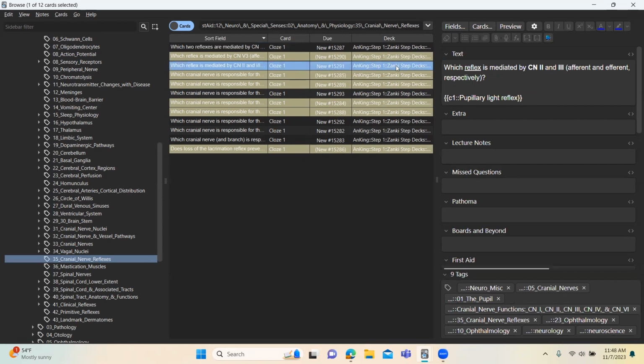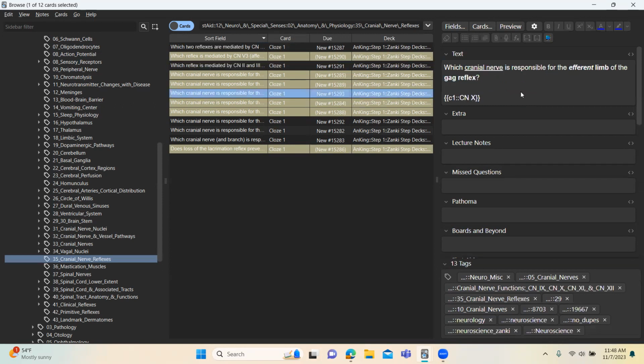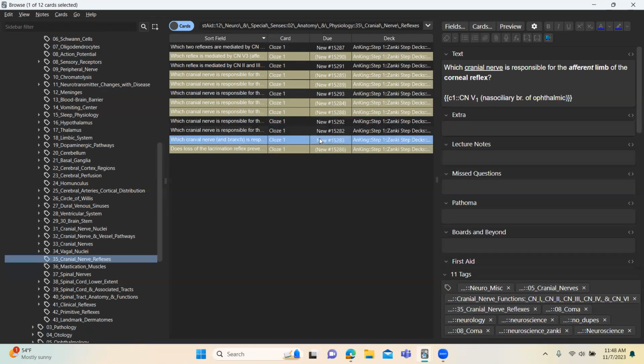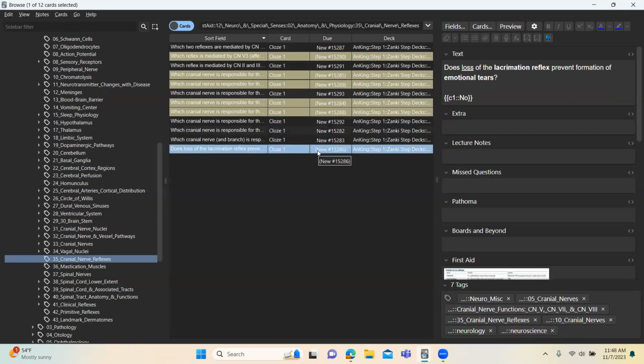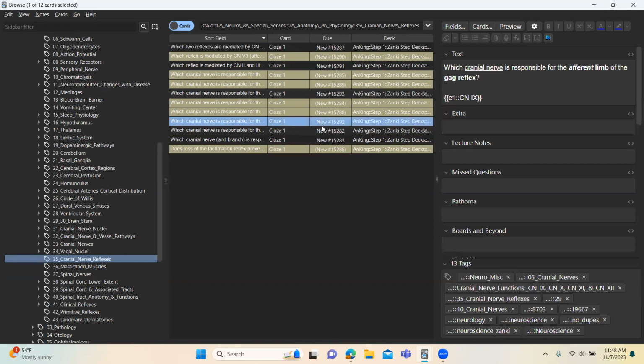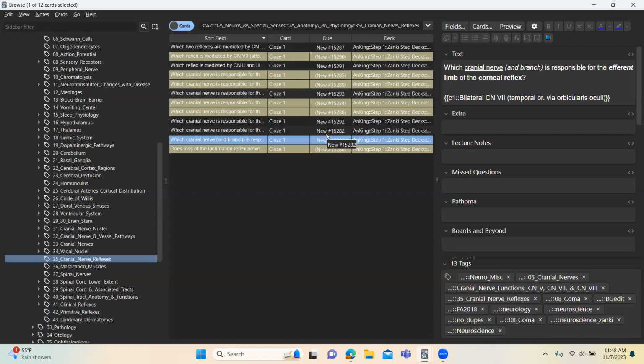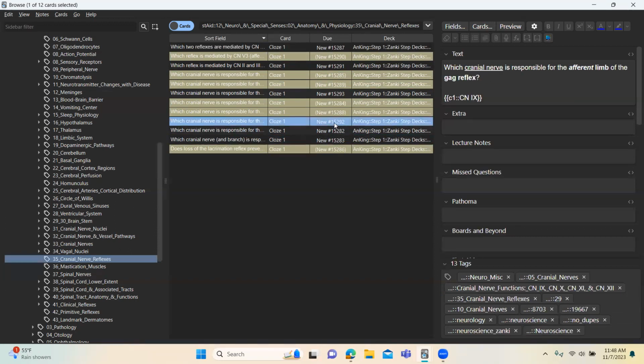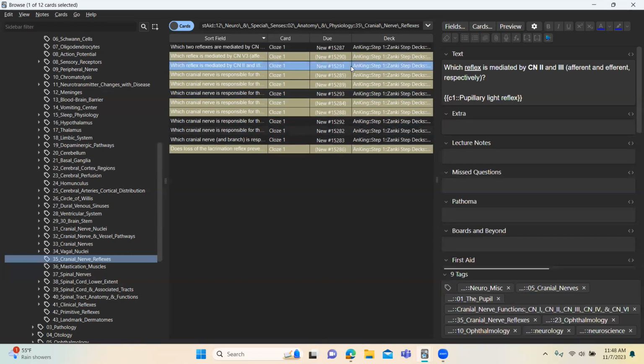And then you want to grab this one, skip one, then skip two, grab this one, and then out of the last four, just grab the first three. This one, not so much, because we haven't really talked about the lacrimation reflex, but we did talk about the corneal reflex, the gag reflex, and the pupillary light reflex have all been talked about.